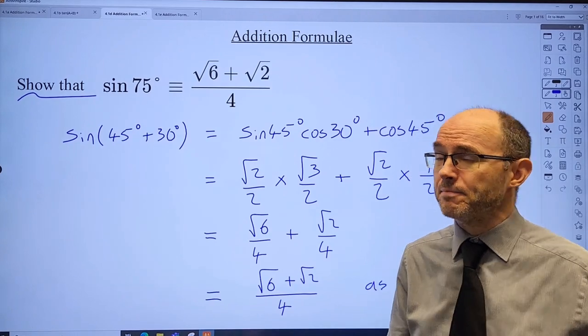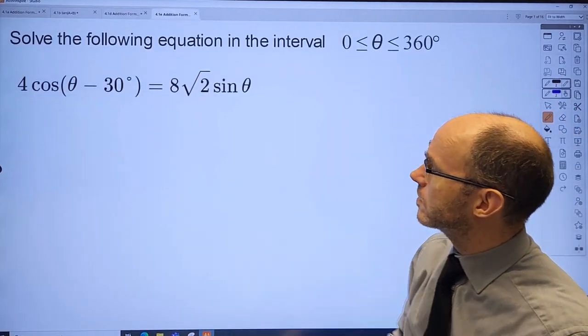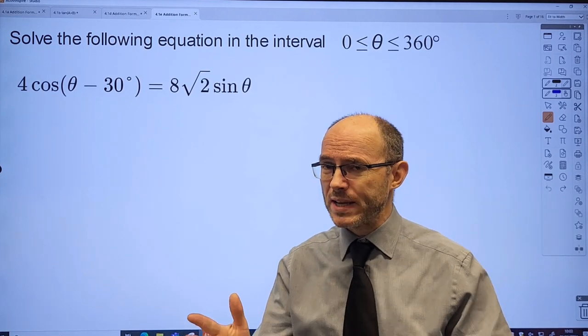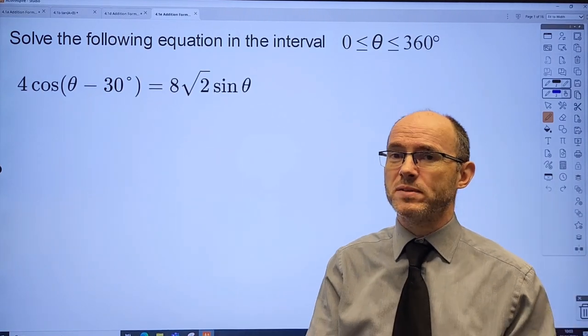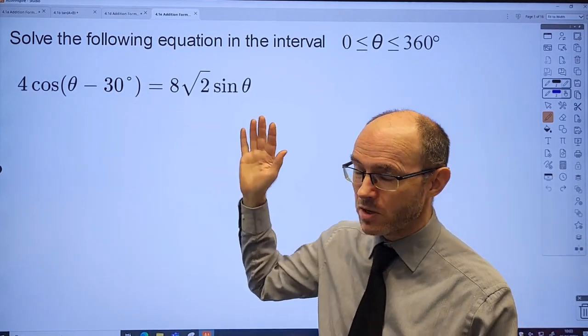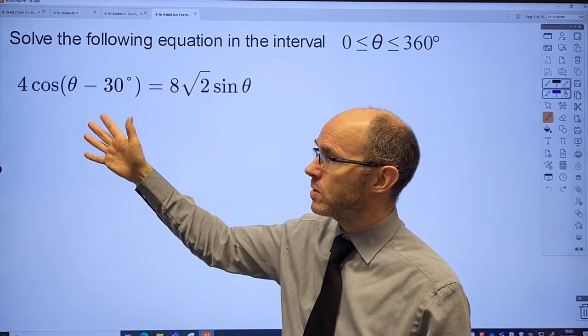Okay, that's that. Got one more for you, this time an equation. Now you've got to be able to spot when to use which identity for an equation. Now because I've just started off with addition formulae, obviously in this video I'm going to use the addition formulae for this, but you've got to just know that that's one that you're going to use.